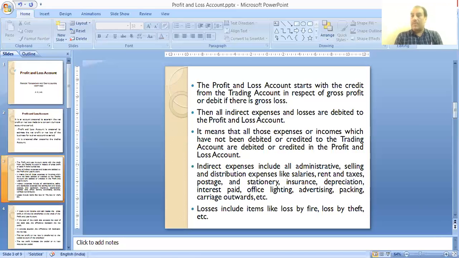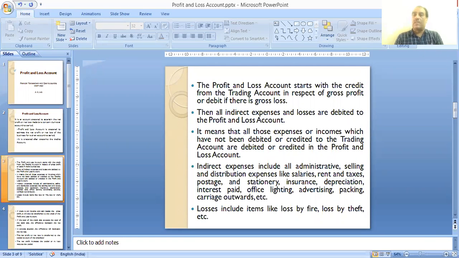Then all indirect expenses and losses are debited to the profit and loss account. Indirect expenses are what? We pay salary, right? Then we pay for repairs. These are indirect costs and expenses. Likewise, we have indirect revenue. Suppose we buy something and get a discount of rupees 2,000. That rupees 2,000 is an indirect gain, indirect revenue. So it takes such kinds of indirect revenues and expenses.